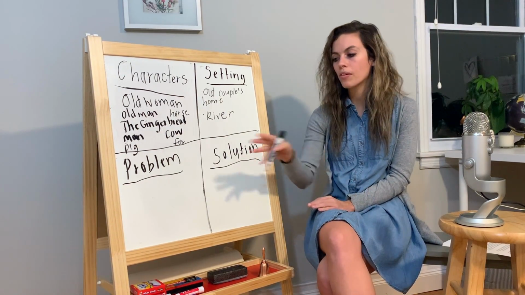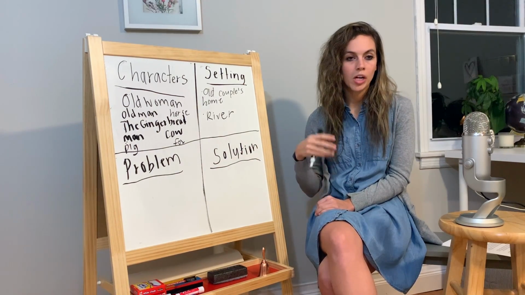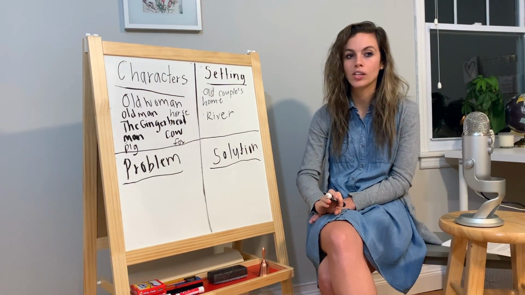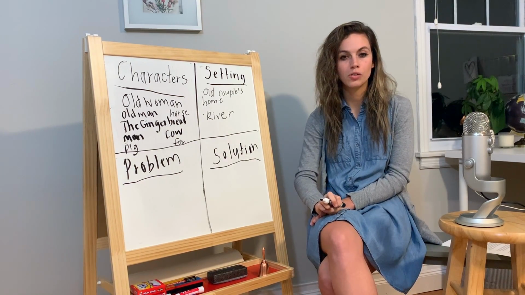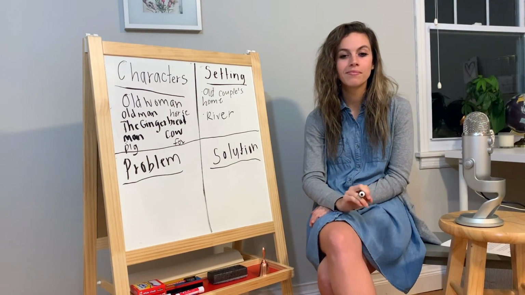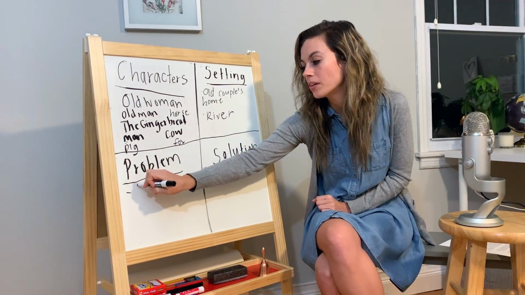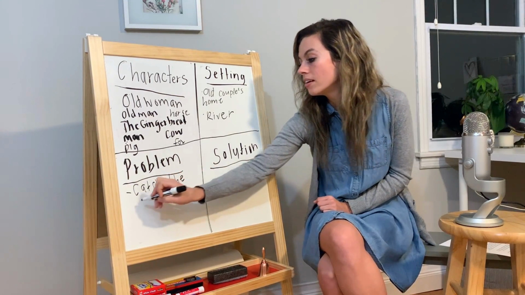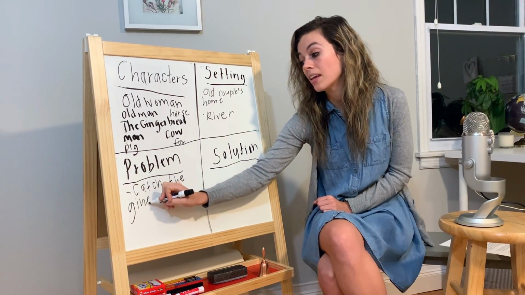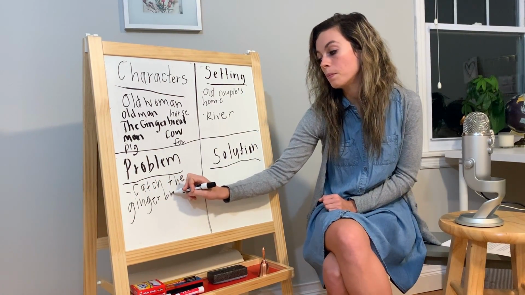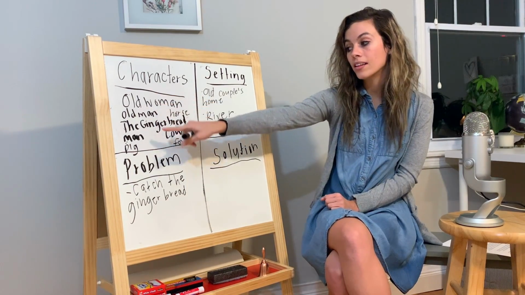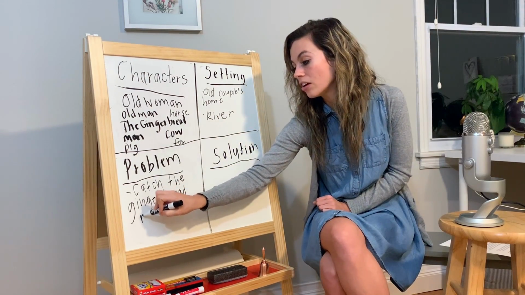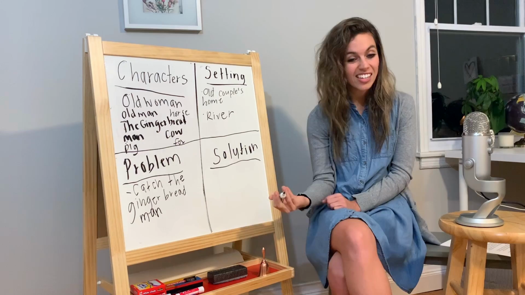And what was the problem in this story? What were they trying to do that they were not able to do? And this one's kind of tricky. What do you think they were trying to do? Yeah, they were trying to catch the gingerbread man, but they were having a hard time because all of these characters were running after the gingerbread man and they could not catch him.